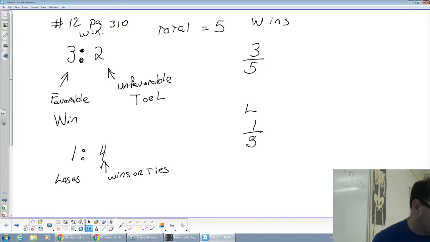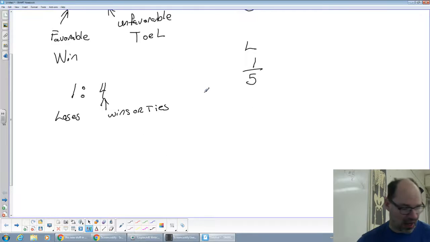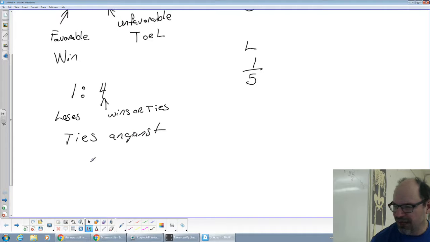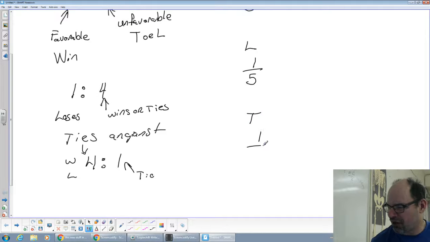And the last one is odds against. So they flip it around on you. Odds against a tie are 4-1. So if you wanted to flip it around and say odds for a tie, you could flip that around. So odds against a tie is 4-1. That means this is a win or a loss, and this is a tie, because that's the unfavorable one. Ties against. So that would mean that in terms of ties, 1 out of 5 are ties.